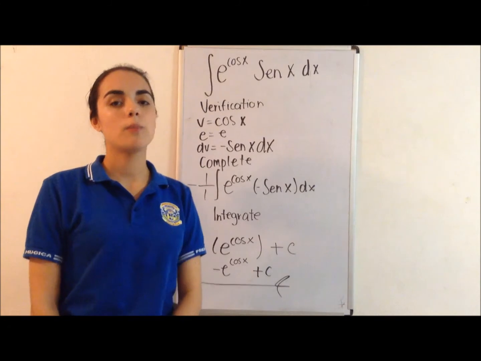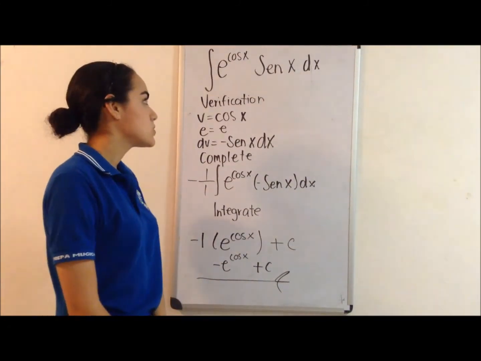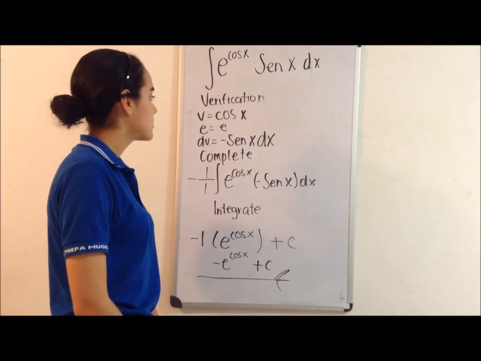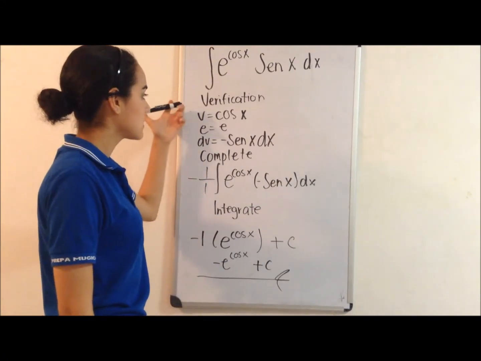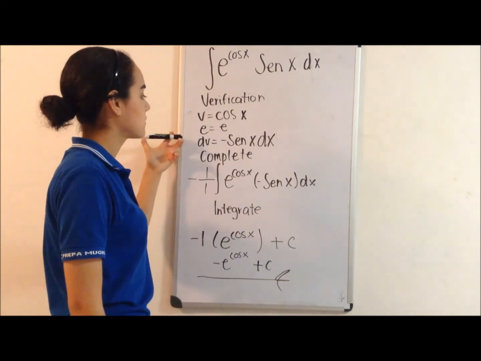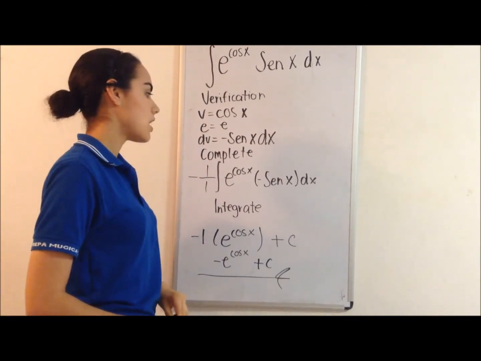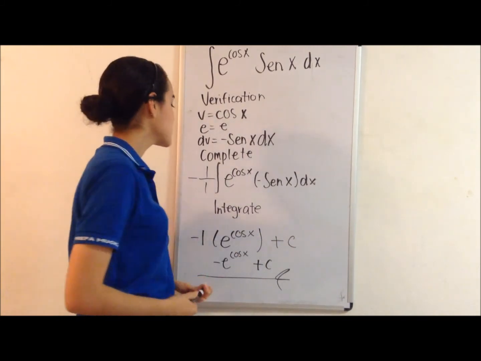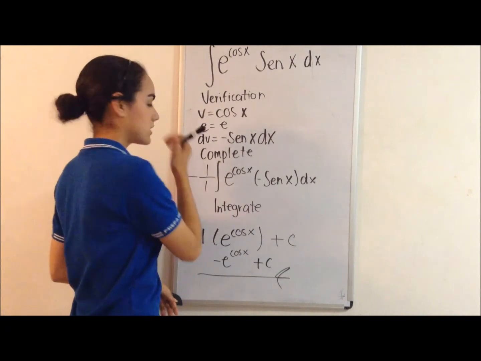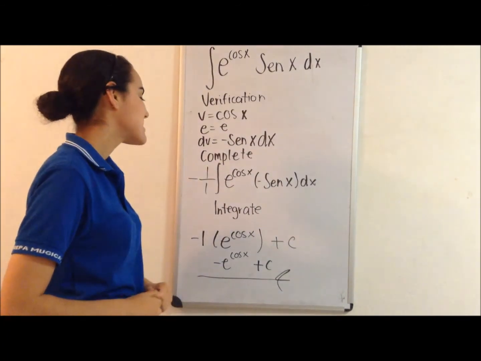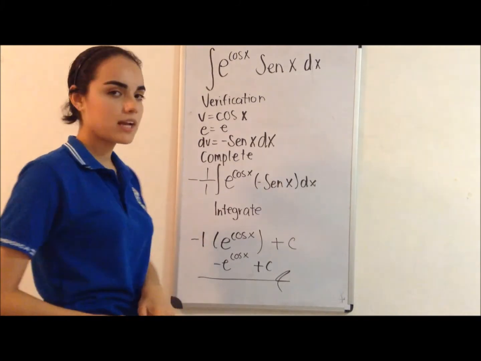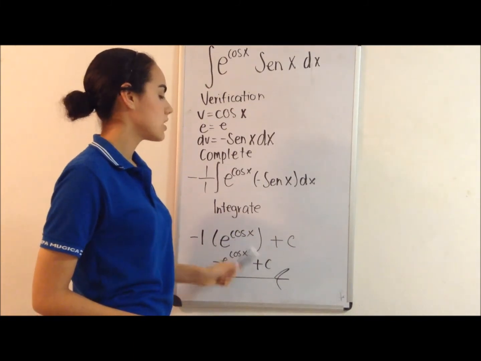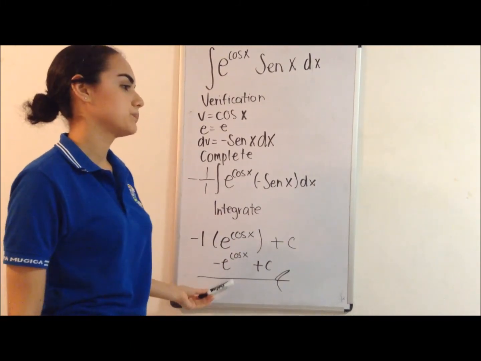This is example number 2. Integral e to the cosine x sine x differential x. First, we're going to check the variable, the e, and the differential of the variable. Then I'm going to complete. Here I only add the subtraction sign, and I put before the integral sign the reciprocal. Then I integrate. I multiply the number 1 with the e to the cosine x. This is the result.